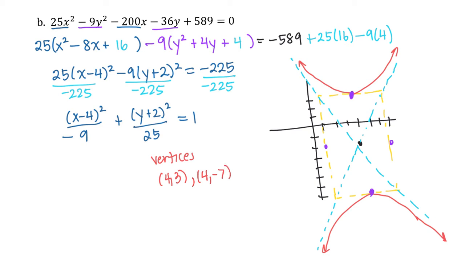Now for my asymptotes, I'm going to go ahead and use point slope form. The center is at 4, negative 2, so y plus 2 equals plus or minus the y radius over the x radius times x minus 4, which makes sense because this is 4, negative 2. The slope is up 5 over 3, or the slope is down 5 over 3. Now my focal radius.